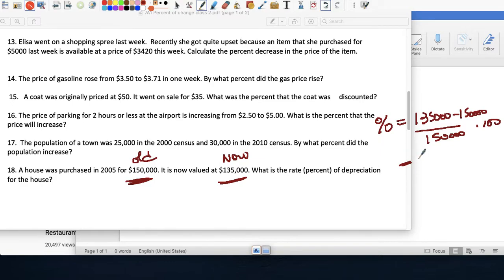That gives us, no, hang on a second, something I did wrong. 135,000 minus 150, enter, divided by 150 equals 0.1. Negative 0.1, and if you multiply that by 100, you get negative 10%. Yeah, that's pretty much it.